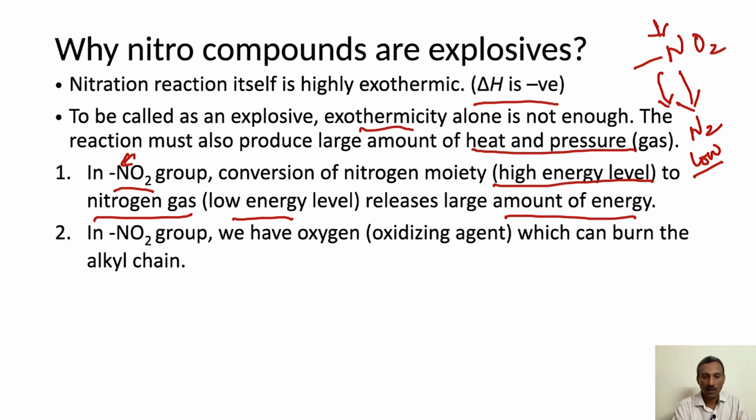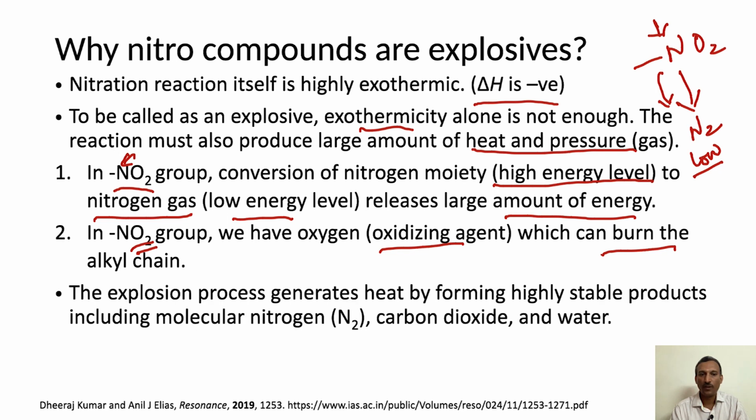And second, in the nitro group, we also have O2. That means oxygen is also present. What can oxygen do? Oxygen is a very good oxidizing agent, and it actually burns the alkyl chain. When we are running various nitration reactions of alkyl substrates, this oxygen burns the alkyl chain. So lots of energy is also produced by this reaction. Overall, the explosion process generates heat, forming highly stable products like nitrogen and carbon dioxide. These are stable gaseous products produced in that reaction, so a large amount of energy is released in this process.